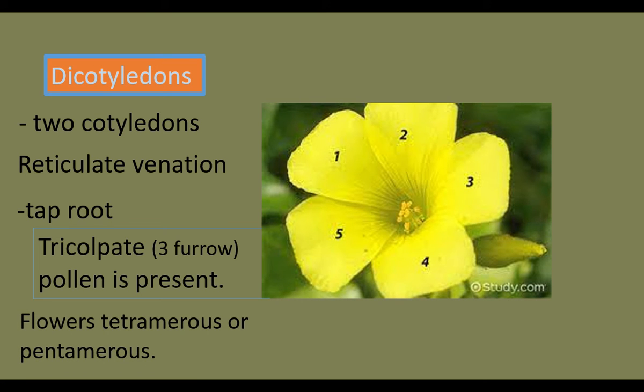Flowers are tetramerous or pentamerous. This flower is a pentamerous flower. It has 5 petals. Pentamerous flowers have floral members 5 in number. They have 5 members in each whorl, or multiples of 5 members in each whorl of the flower. That is pentamerous. Tetramerous flowers have 4 floral members in each whorl or multiples of 4.